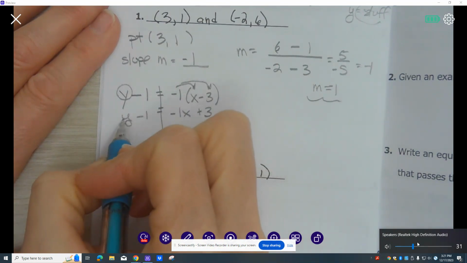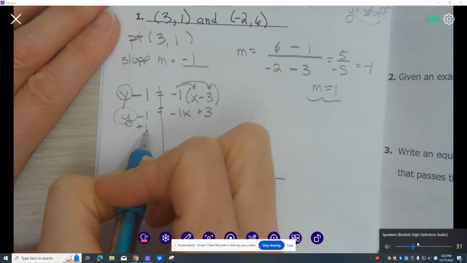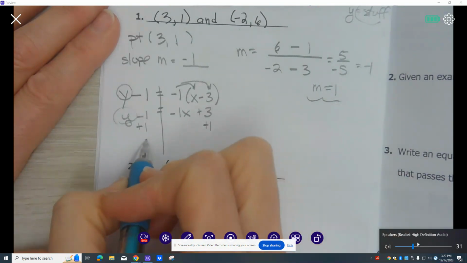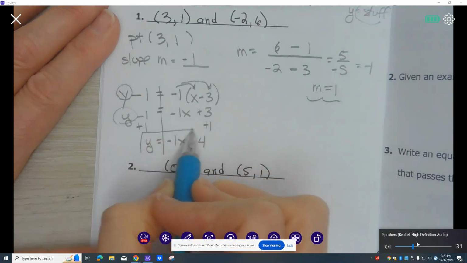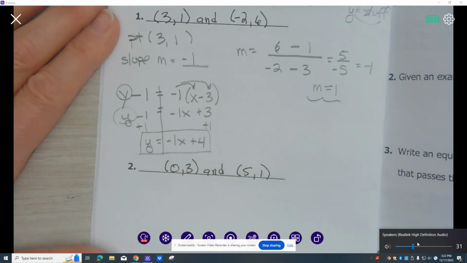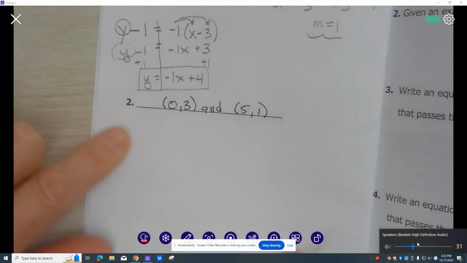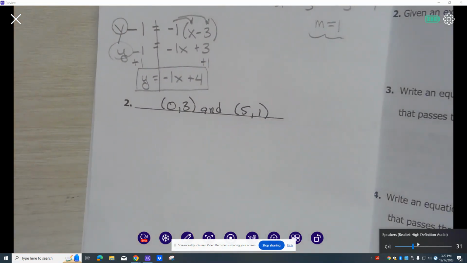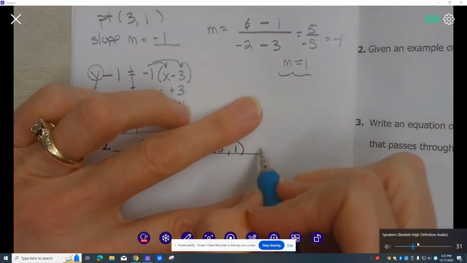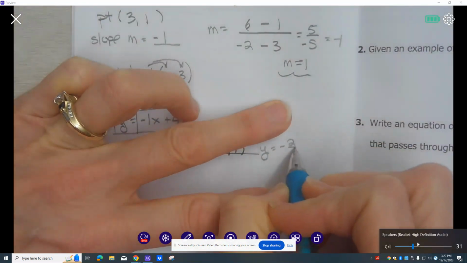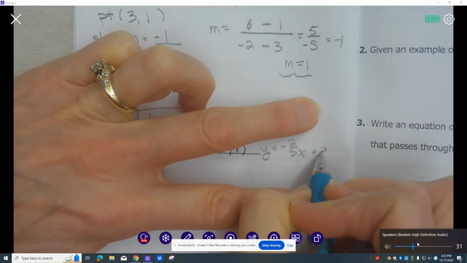Y minus 1. Remember, I want y alone. To undo minus 1, I'm going to add 1 to both sides. So y equals negative 1x plus 4. Okay, so that is slope-intercept form, where y is by itself, equals mx plus b. Okay, this one you should try on your own, and what you should get for that one, I'll put the answer, but you should try it on your own. Y equals negative 2/5 x plus 3.